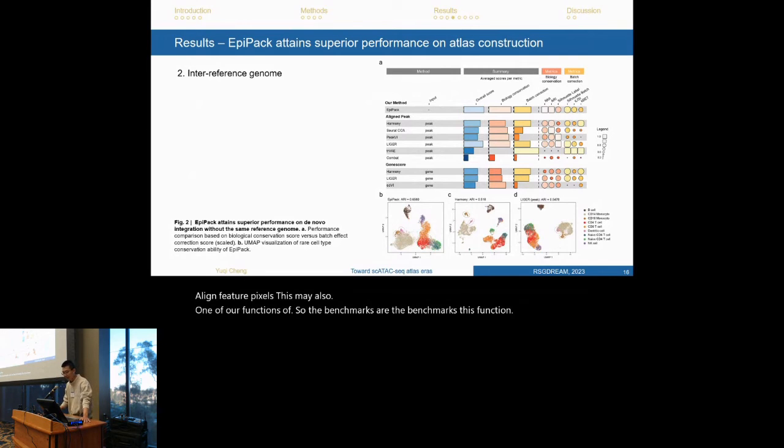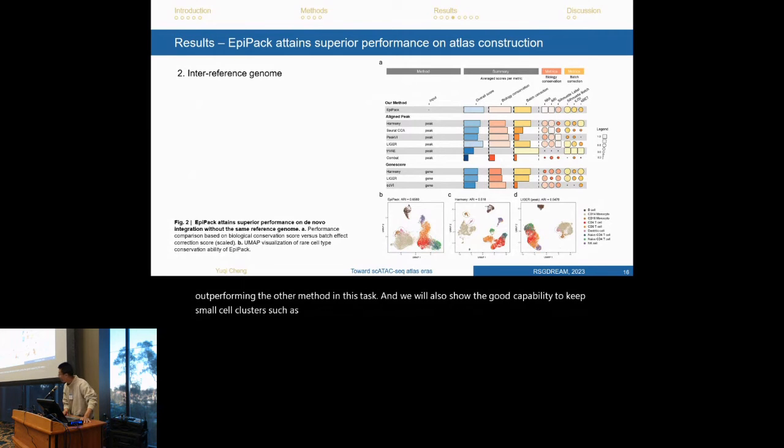The other methods are tested on the remapped aligned peak sites. And we also added 3 gene score-based integration methods: Harmony, LIGER, and scVI. And the results show that ATAC-seq keeps outperforming the other methods in this task. And meanwhile, ATAC-seq also shows a good capability to keep small cell clusters, such as dendritic cells in the PBMC dataset. I circled it in pink.